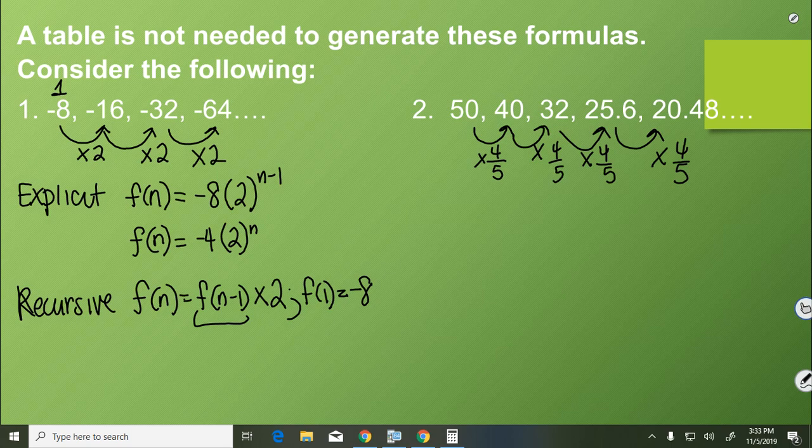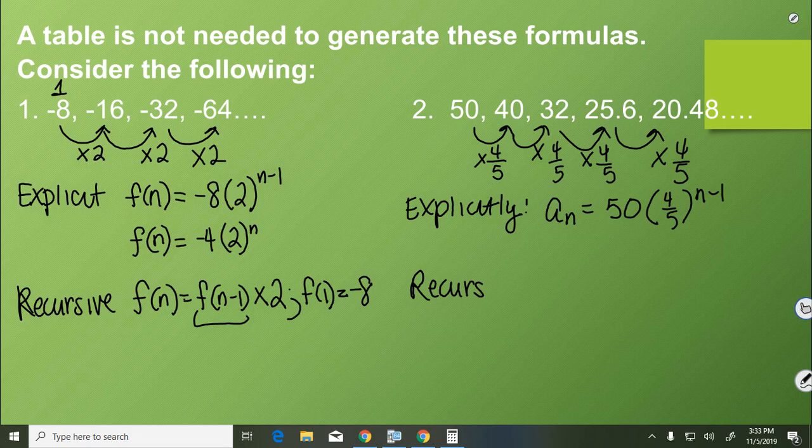So we get explicitly a of n, we can use that instead of f of n, but it's really up to you. Just have to know that they're the same, equals the first term 50 times 4/5 to the n minus 1. Or recursively, a of n equals a of n minus 1 times 4/5, where the first term is 50.